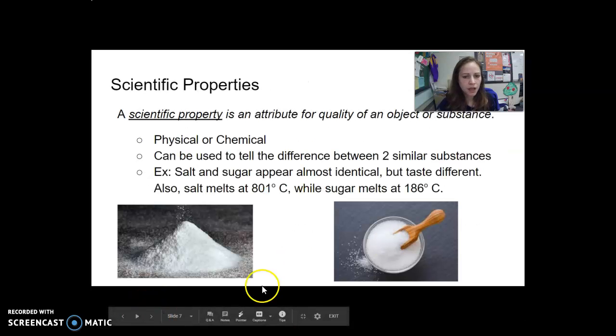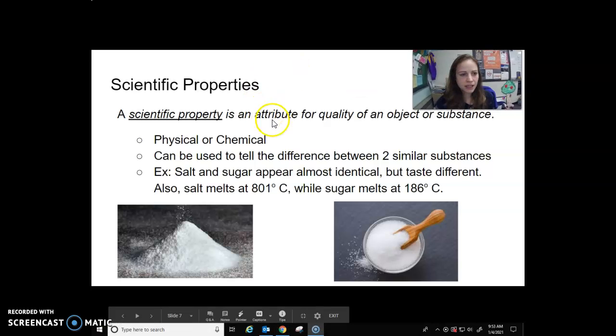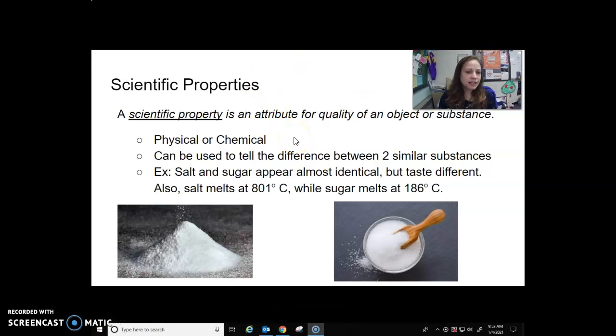Okay, moving on. Our main topic for today is the idea of scientific properties. And these are simply attributes or qualities of an object or a substance. So kind of think back to the cement block from the very first slide. What are some properties of that object? Okay, it's very heavy, so it can be used to weigh things down. It can be used to build. Has a rough texture, things like that. So the qualities of an object that make it useful or not useful for a certain purpose, those are its properties.